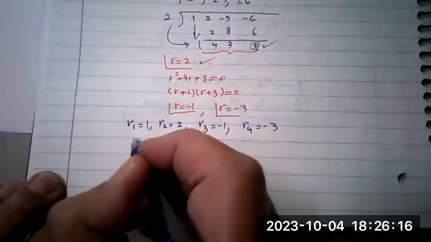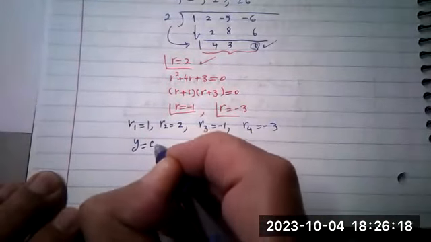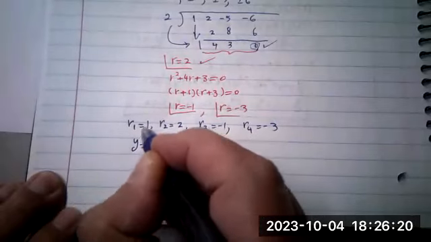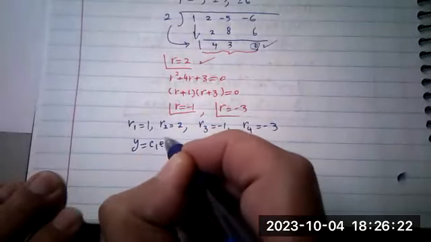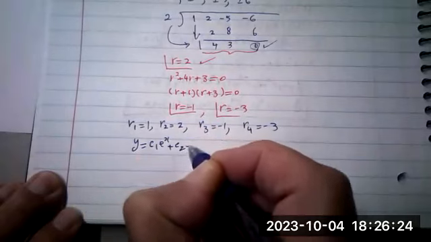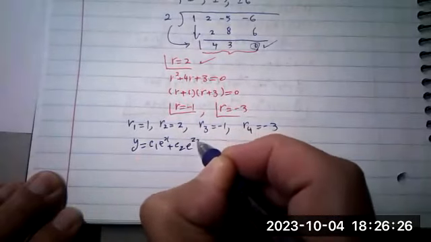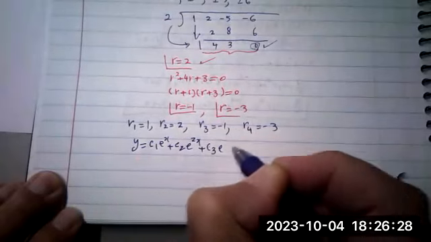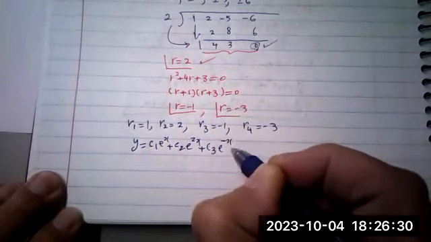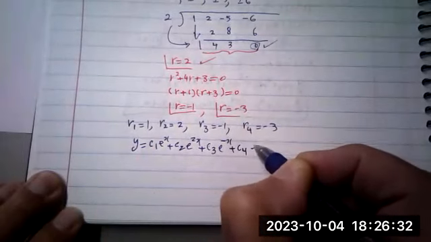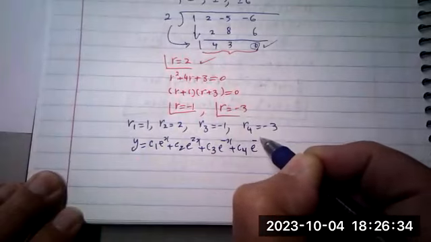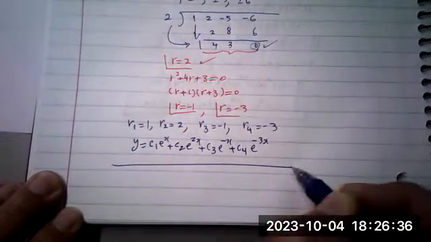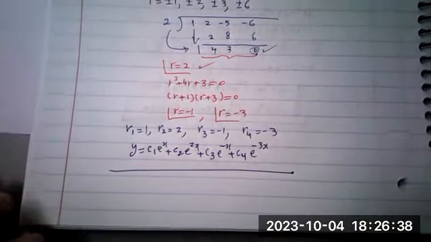So what is the final answer? C1 e to the x, C2 e to the 2x, C3 e to the -x, and C4 e to the -3x. So that would be the final answer. Yes.